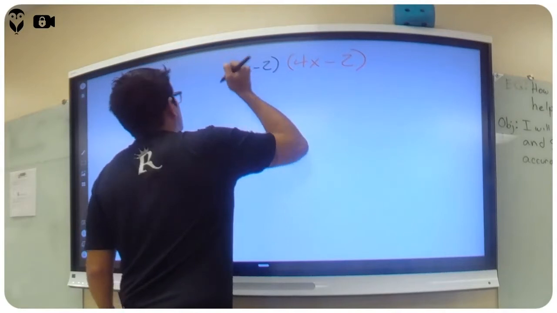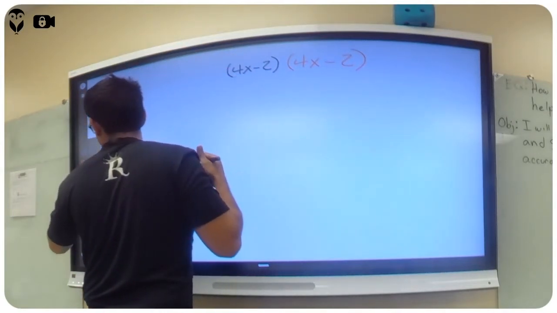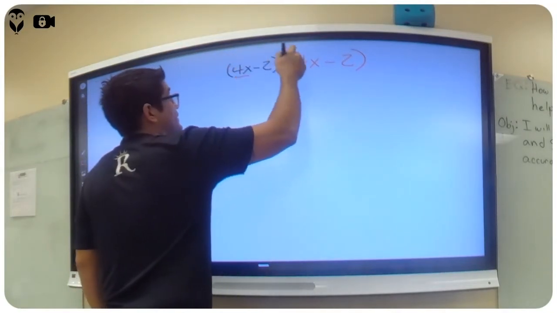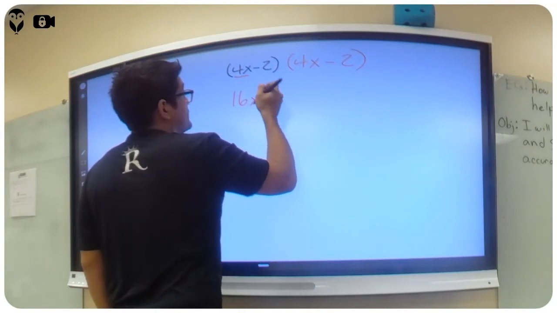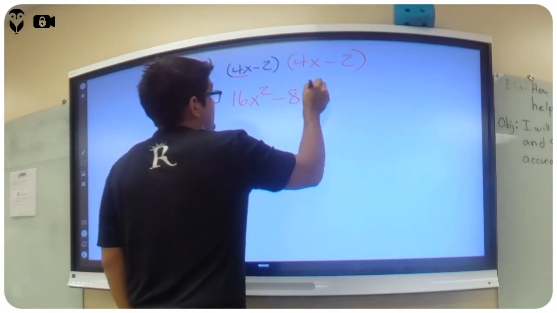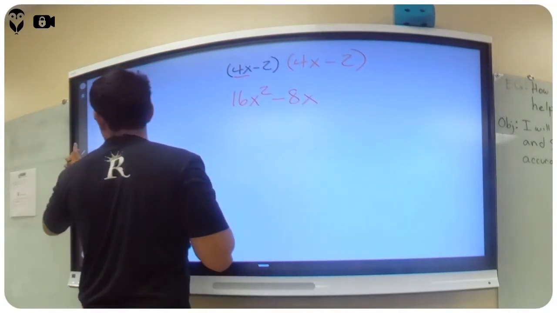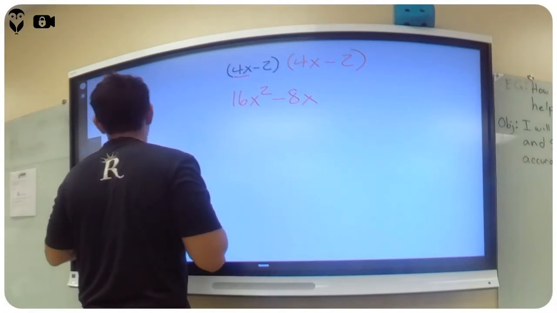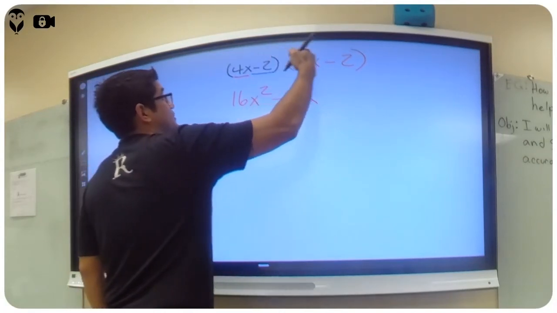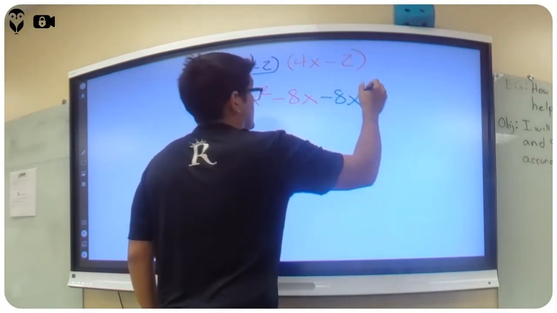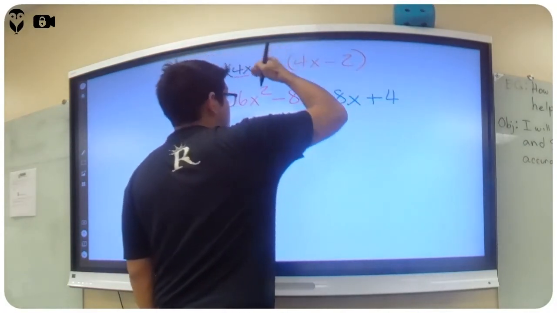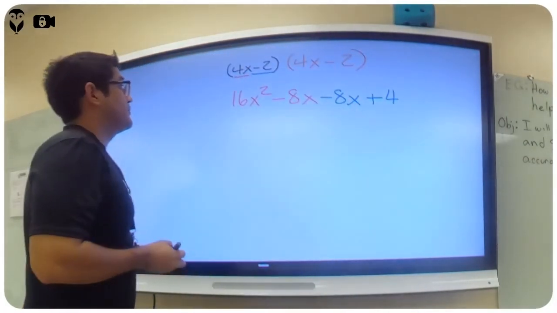So let's do the actual steps now. It's going to be 4x times everything over here, which is going to make 16x squared and negative 8x. Okay, then the next one is going to be in blue. It's going to be negative 2 times all this, which is going to make negative 8x plus 4, because negative 2 times negative 2 will make positive 4.